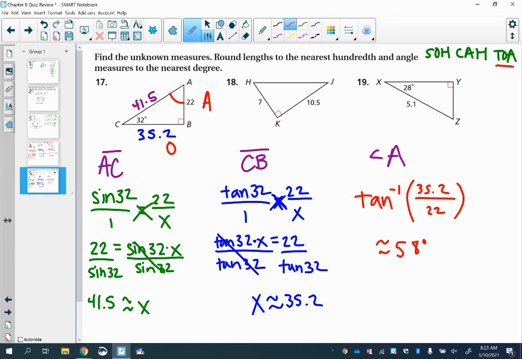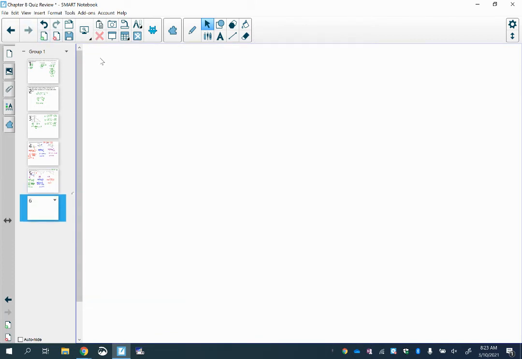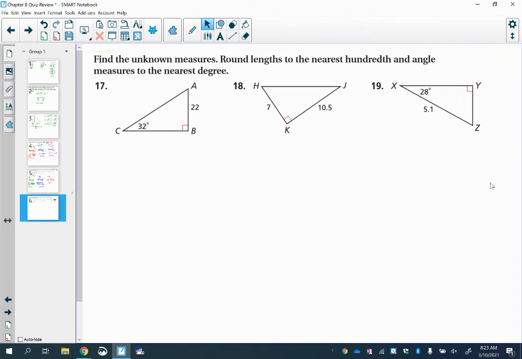Now, some of you might be thinking, couldn't I have just added and subtracted to get that? And yes, you absolutely could have. You don't have to do it this way. I just like to remind you guys that we have that inverse available to us. Now, that's not always going to work. So let's do number 18 together, and then I want to leave 19 for you guys to practice, okay?